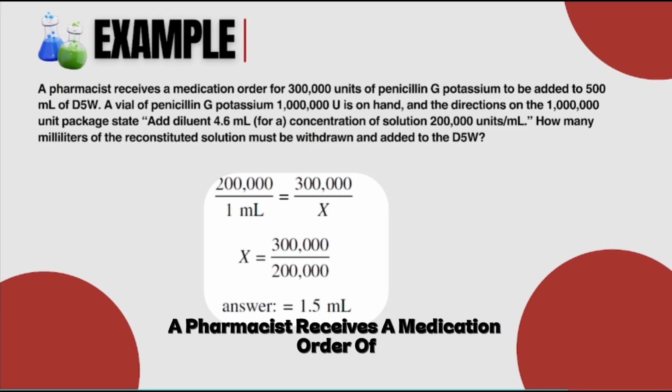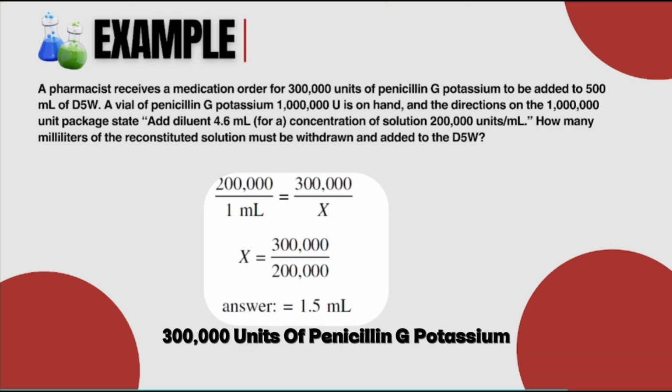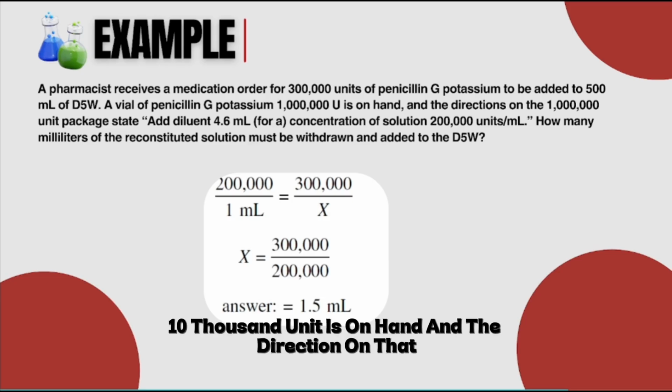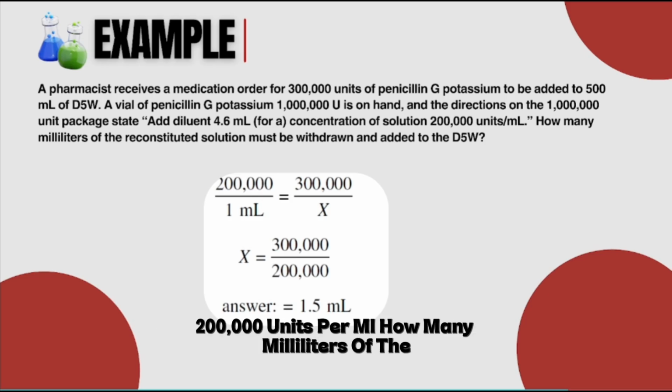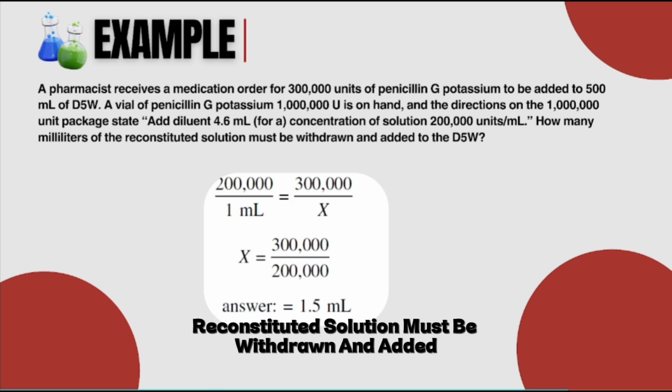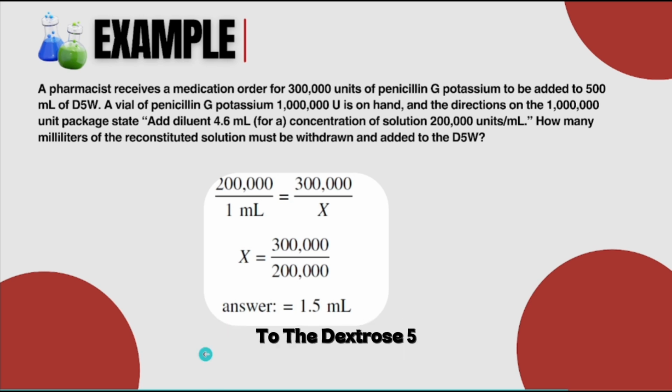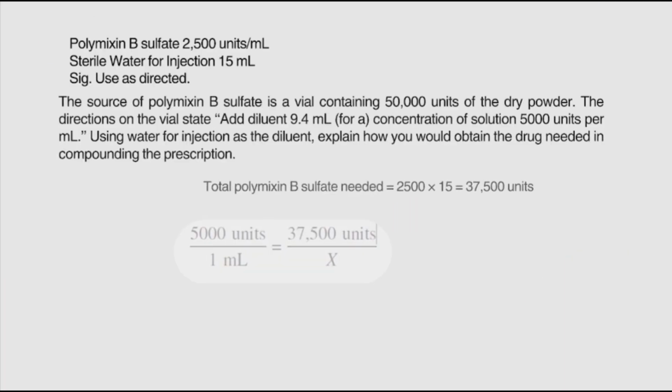A pharmacist receives a medication order of 300,000 units of penicillin G potassium to be added to 500 ml of dextrose. A vial of penicillin G potassium 100,000 units is on hand, and the direction on it says: add diluent 4.6 ml for a concentration of 200,000 units per ml. How many milliliters of the reconstituted solution must be withdrawn and added to the dextrose 5% solution? So 200,000 is present in 1 ml, so 300,000 in x ml. So we got 1.5 ml.